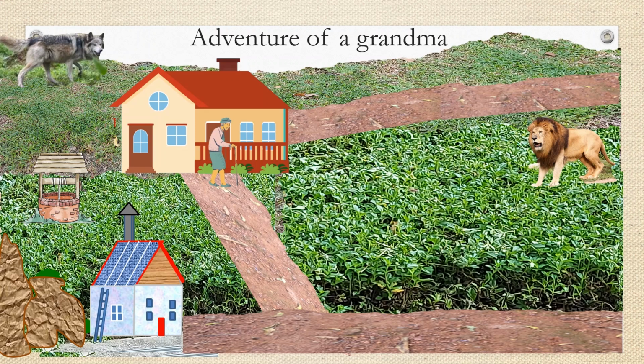A long time ago, a grandmother lived alone in a forest. She was very thin. You can see the way she is walking. There were many animals around who wanted to eat her. Tired of staying alone, she decided to visit her daughter. Now, to reach her daughter's house, it was a long way. She had to cross the forest.